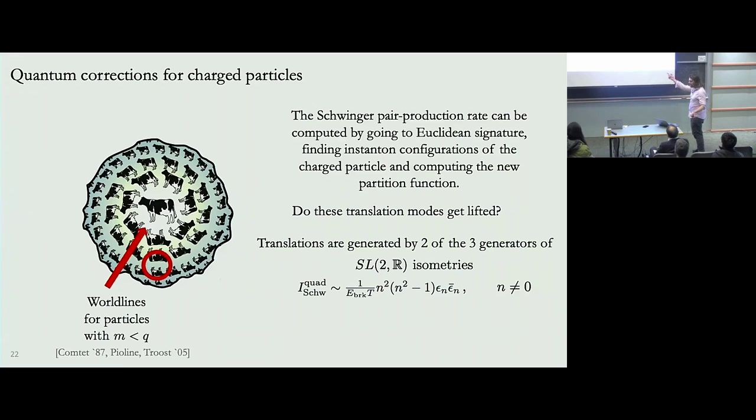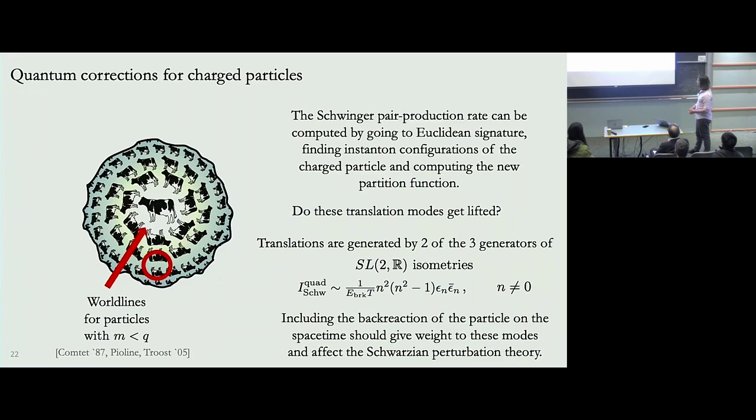However, there's one thing that I've neglected in this computation, which is the back reaction of the instanton on the space-time. And if you include the back reaction of the particle on the space-time, the space itself is no longer homogeneous. So you not only break the SL(2,R) isometry related to where the particle is, you actually break the SL(2,R) isometry for the metric itself. So we expect that when we include back reaction of the particle on the space-time, this should give weight to these modes and affect the Schwarzian perturbation theory that I described earlier.